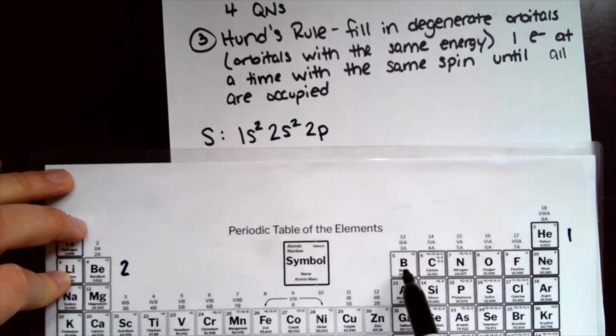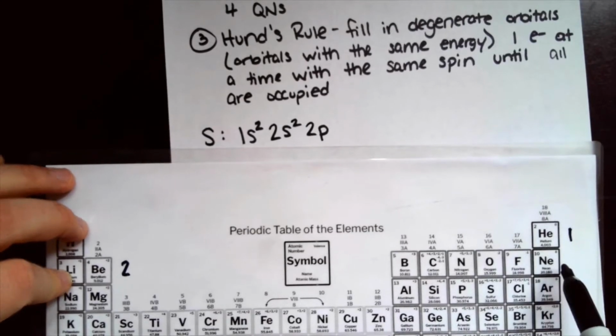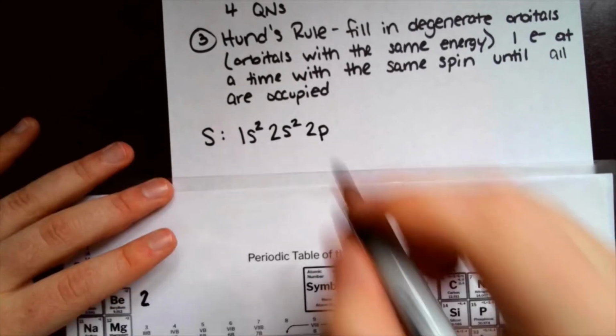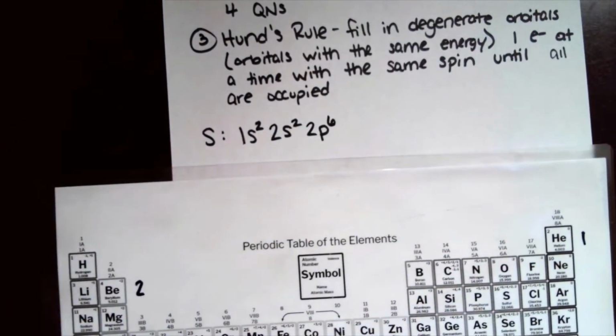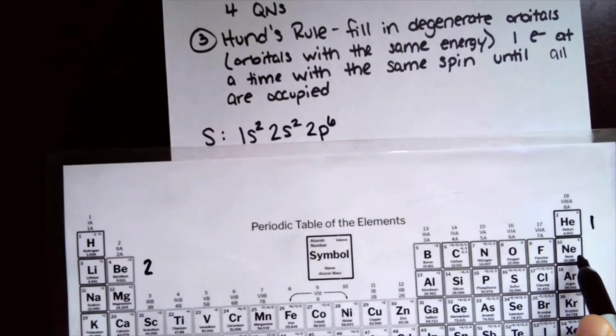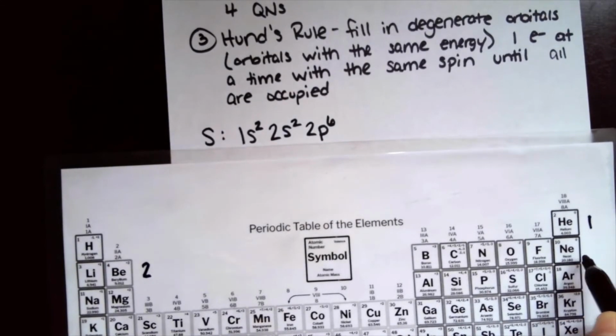And we keep going 1, 2, 3, 4, 5, 6. We haven't gotten to sulfur yet. So 2p6, because they're all occupied. All of the electrons are there. After that, so that takes us to neon. Then we have to keep going.